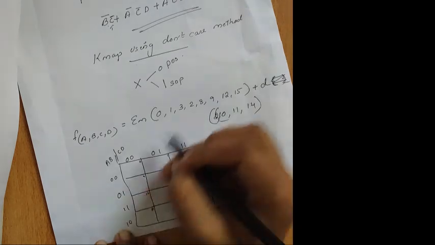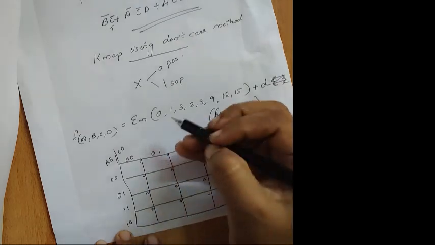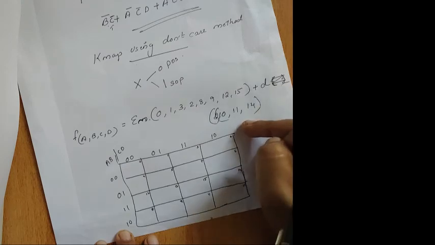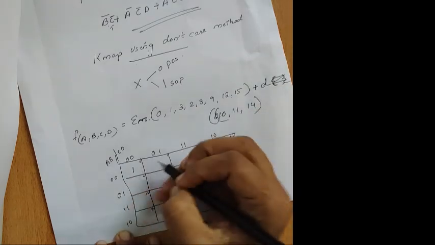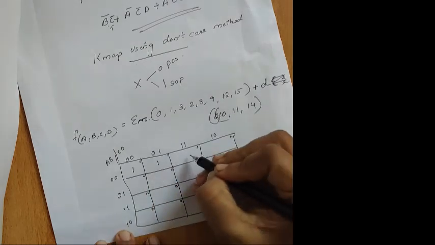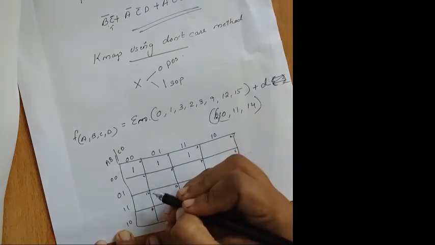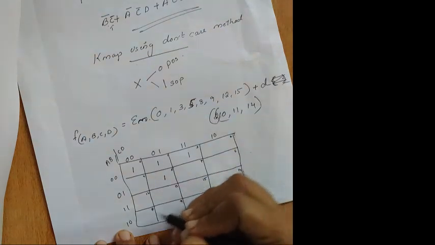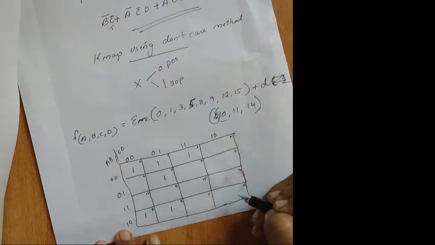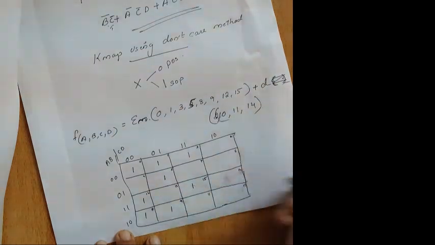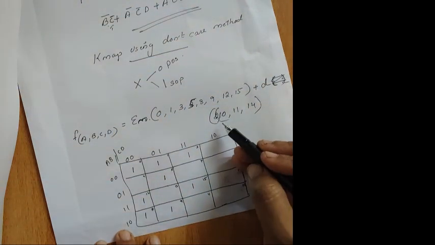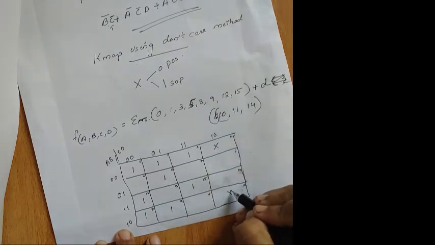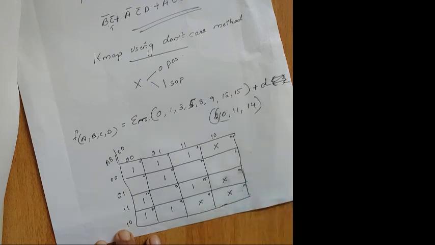Now you have to represent your summation, your min terms. First you write your min terms, then you go for your don't care terms. My min terms are 0, 1, 3, 5, 8, 9, 12, 15. And your don't care terms are 2, 10, 11, 14, so for 2, 10, 11, 14 you give X.